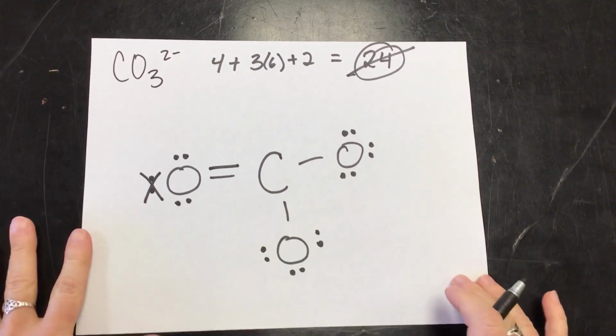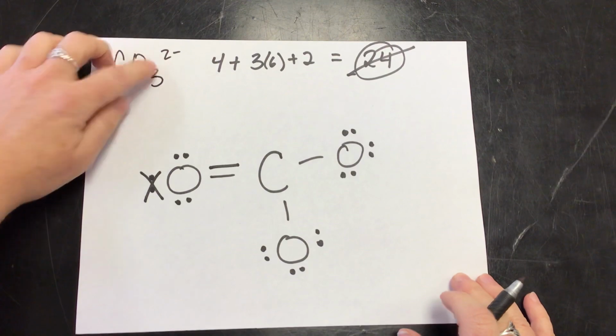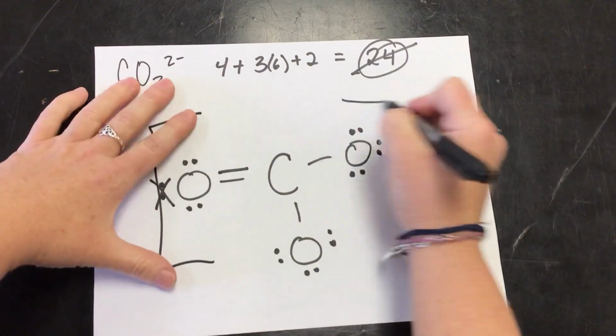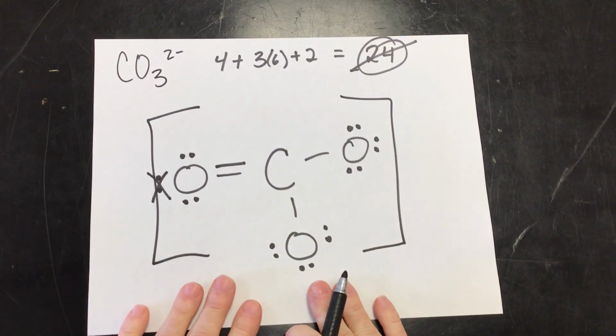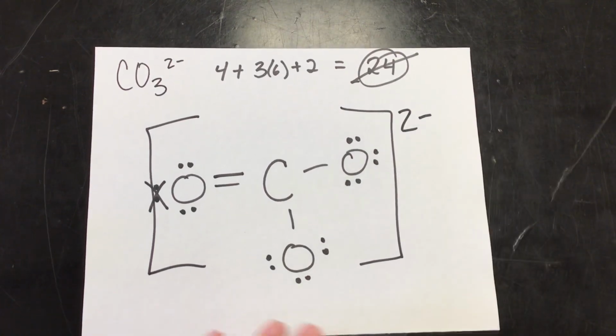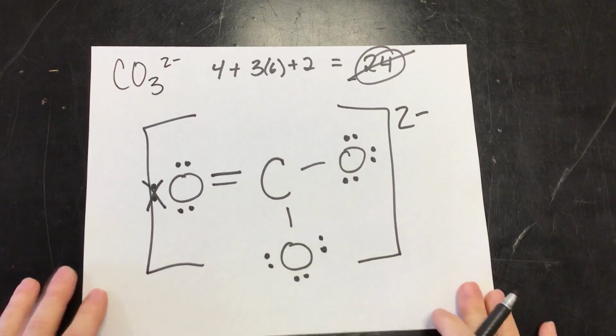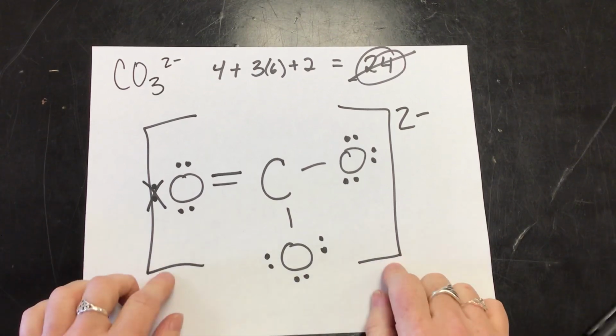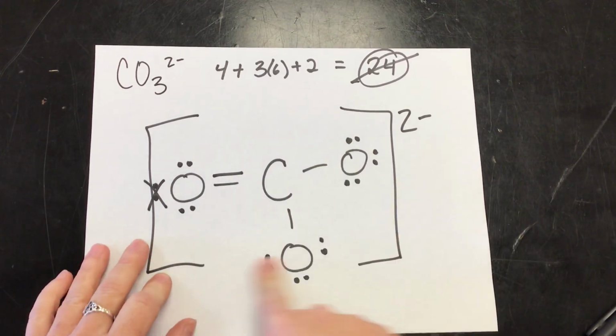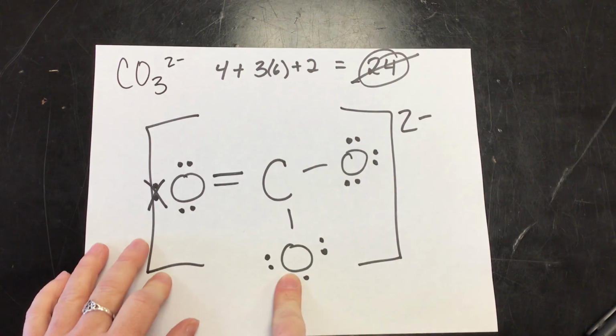The very last thing is because it's charged, technically we do have to put brackets around structures that have a charge, and then we put the charge after it. Although this is the technical thing we have to do, I'm not as concerned with making sure you have the brackets as long as your structure is correct.